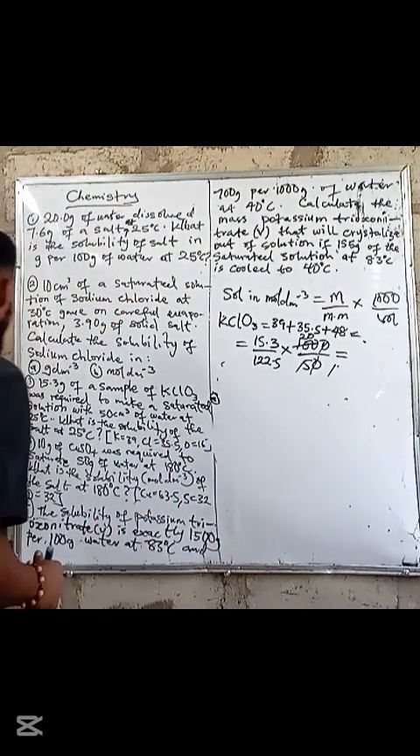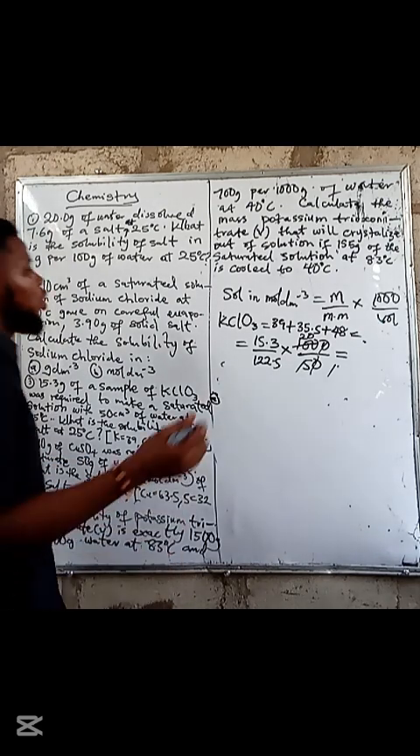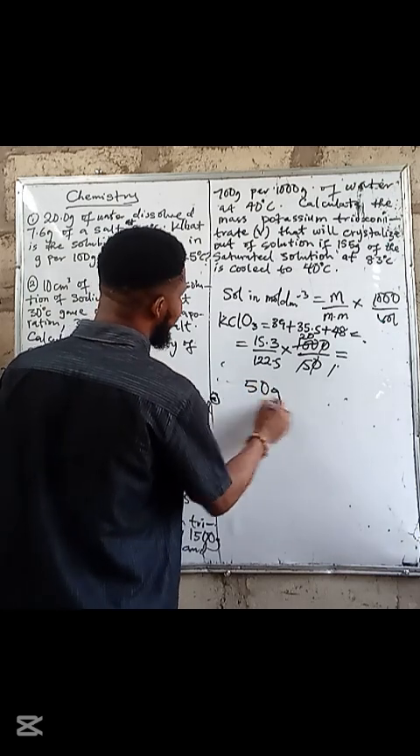So let's move to the next one. The next one we have: 10 grams of CuSO4 was required to saturate 50 grams of water at 180 degrees Celsius. What is the solubility of the salt at 180 degrees Celsius? So this is also like this one. We have 10 grams of CuSO4 required to saturate 50 grams of water. Alright, that is the volume of water.